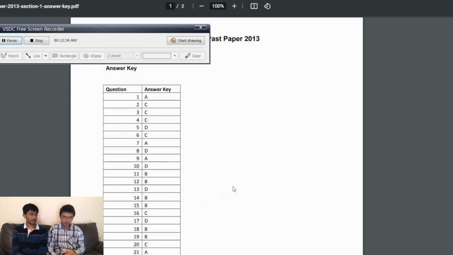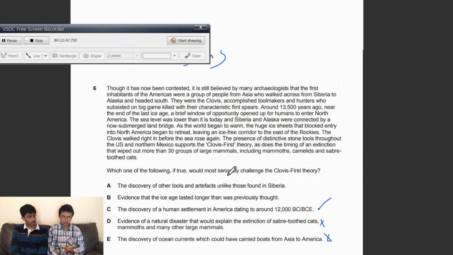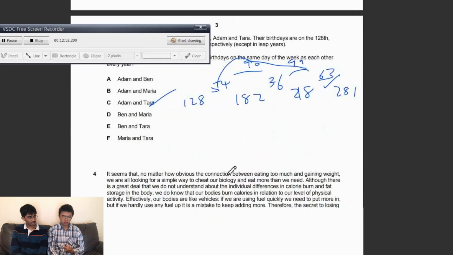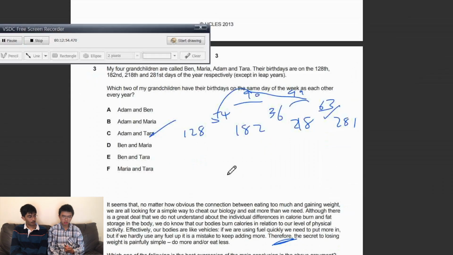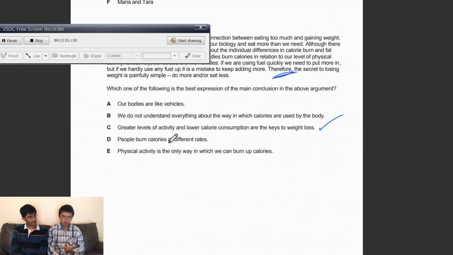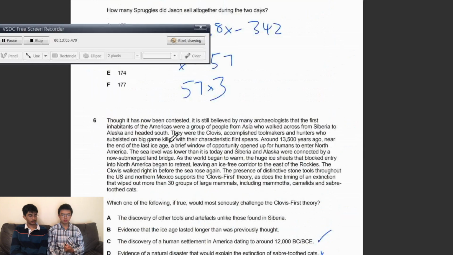Do you think the easiness sort of varies throughout the paper? Yeah, it does fluctuate. It's not like it goes from easiest to hardest. You can encounter some difficult questions in the middle. So A, C, E. Wait, did we take C? Yeah, we took C. So A, C, C, D, C, A, D, A. Yep, we did well.